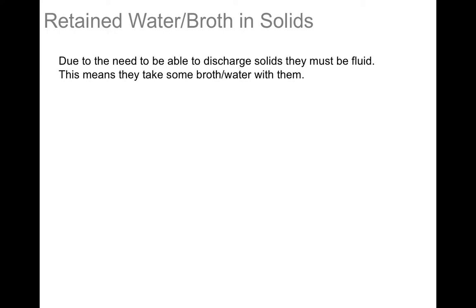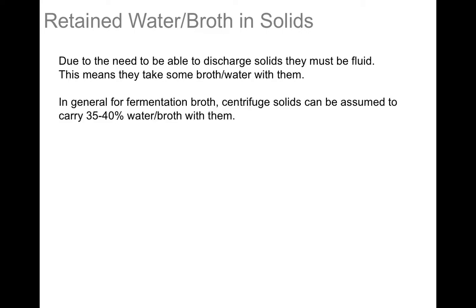Due to the need to be able to discharge the solids, they must be fluid, meaning unlike a batch centrifuge that you're probably familiar with in the laboratory, where you have a single tube that you're spinning and the solids are pelleted at the bottom of the tube, you can pour off all of the broth. In a continuous centrifuge or semi-continuous centrifuge, you have to have enough liquid remaining in the cells that you can move them around, you can pump them around. This means that they take some broth or water with them. In general, for fermentation broth, centrifuge solids, which could be in quotations, can be assumed to carry about 35 to 40% water broth with them.